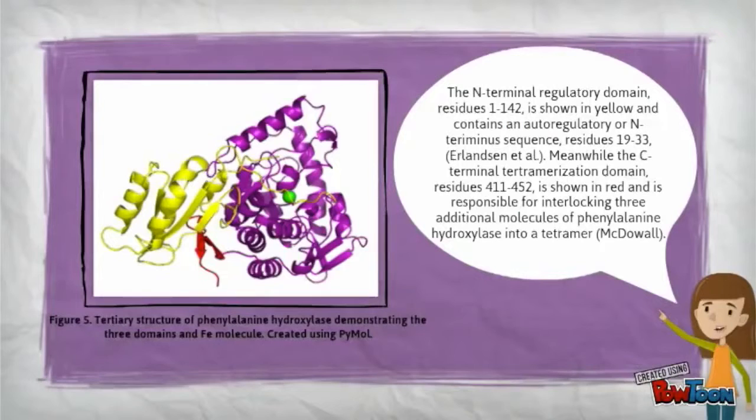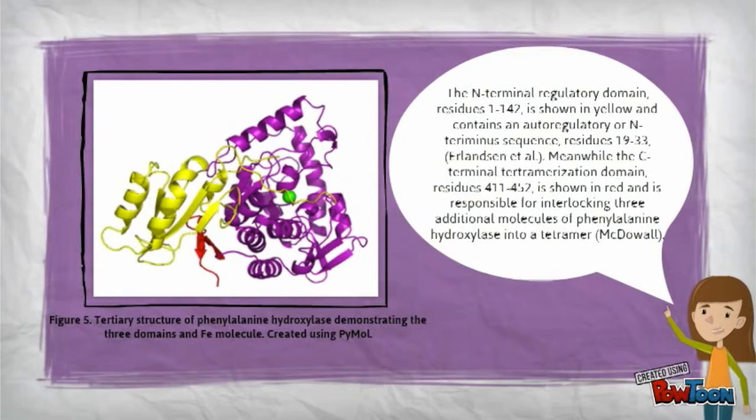The N-terminal regulatory domain, residues 1 through 142, is shown in yellow and contains an autoregulatory or N-terminus sequence, residues 19 through 33. Meanwhile, the C-terminal tetramerization domain, residues 411 through 452, is shown in red and is responsible for interlocking 3 additional molecules of phenylalanine hydroxylase into a tetramer.